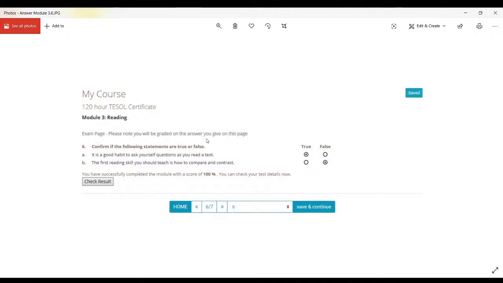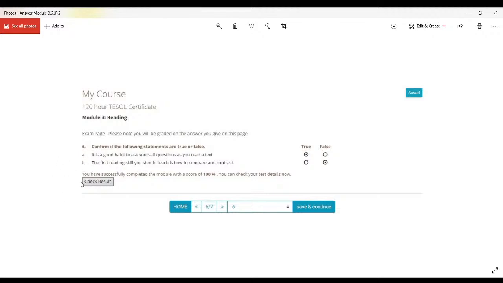Number 6, confirm if the following statements are true or false. Letter A, it is a good habit to ask yourself questions as you read the text. Yes, it is. So, it is true. Okay, kanina na-discuss natin ito, no? Yung asking yourself a question about dun sa text.